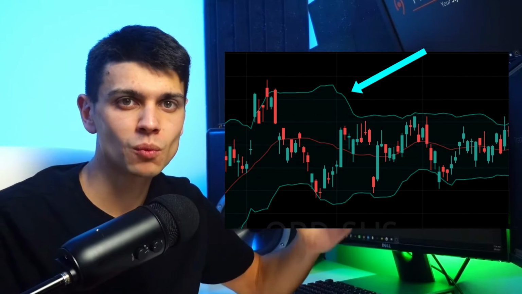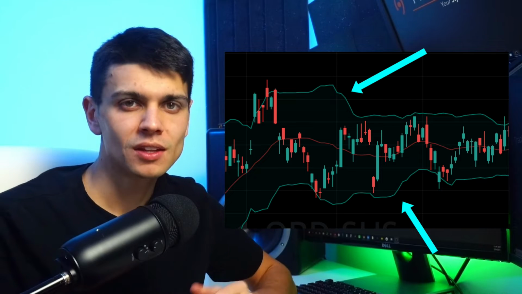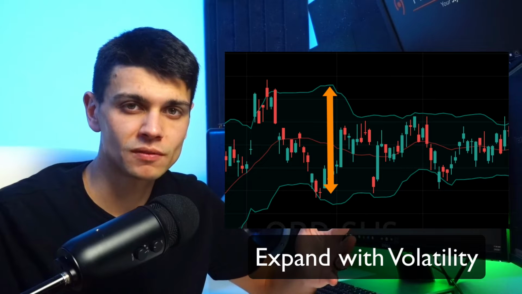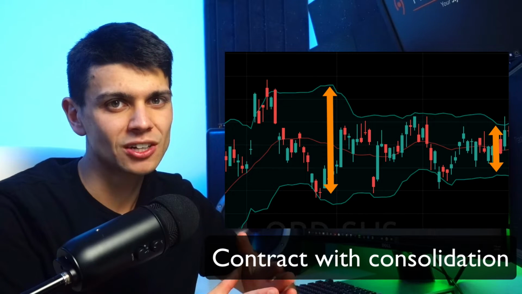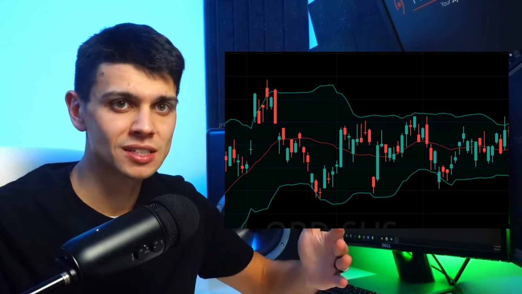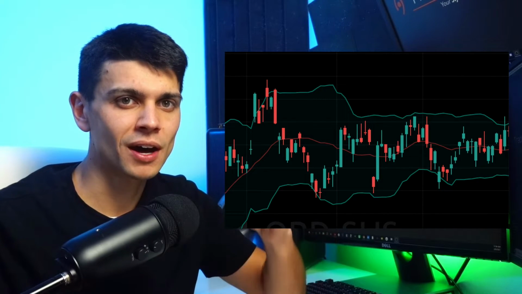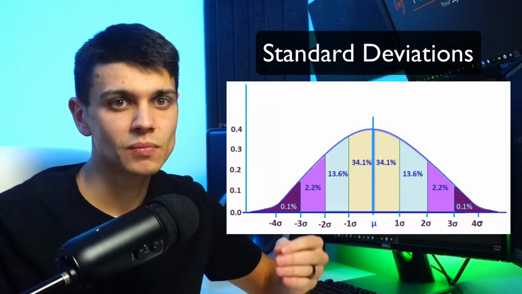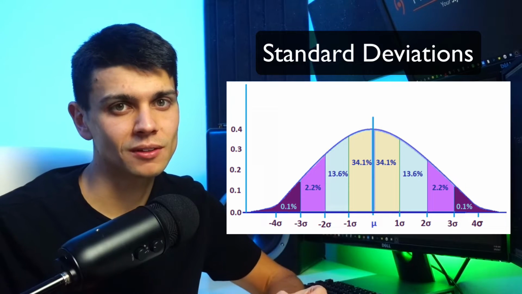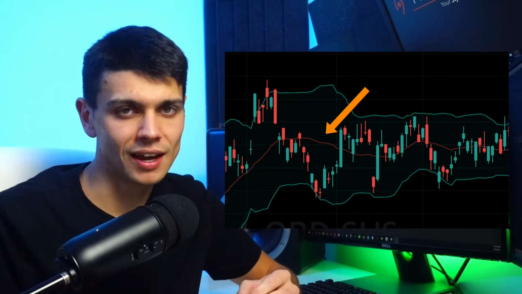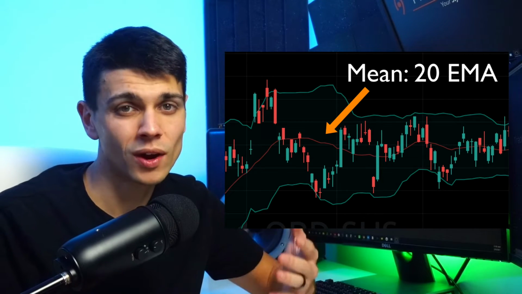It has 2 bands, one above and one below the candles. These 2 bands expand when the price action is getting volatile and contract when the price action is calm or consolidating. This is because the 2 outside bands are calculated by using standard deviations. Standard deviations are equations that measure the volatility. It also has a middle or median line, which is usually just a 20 EMA.